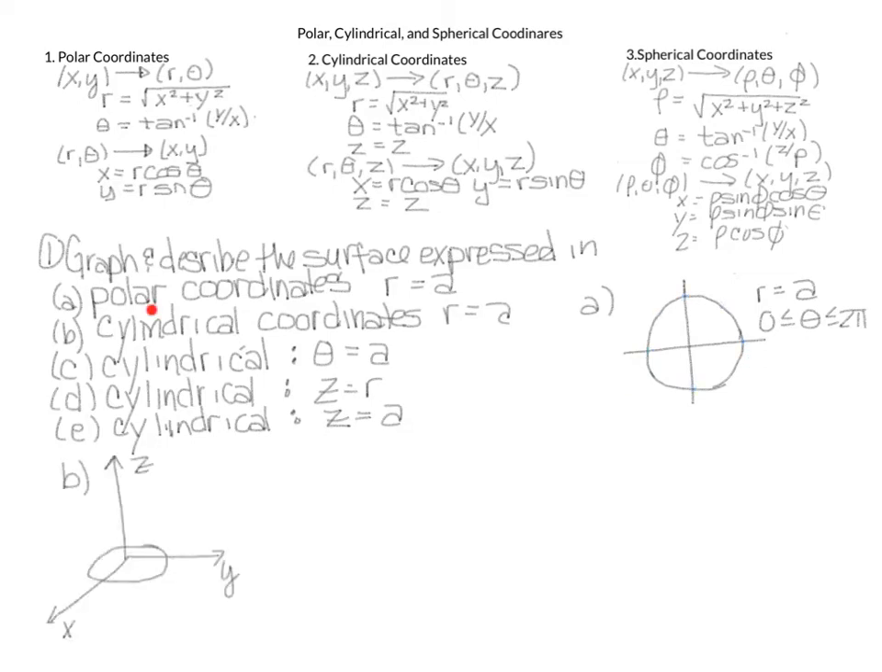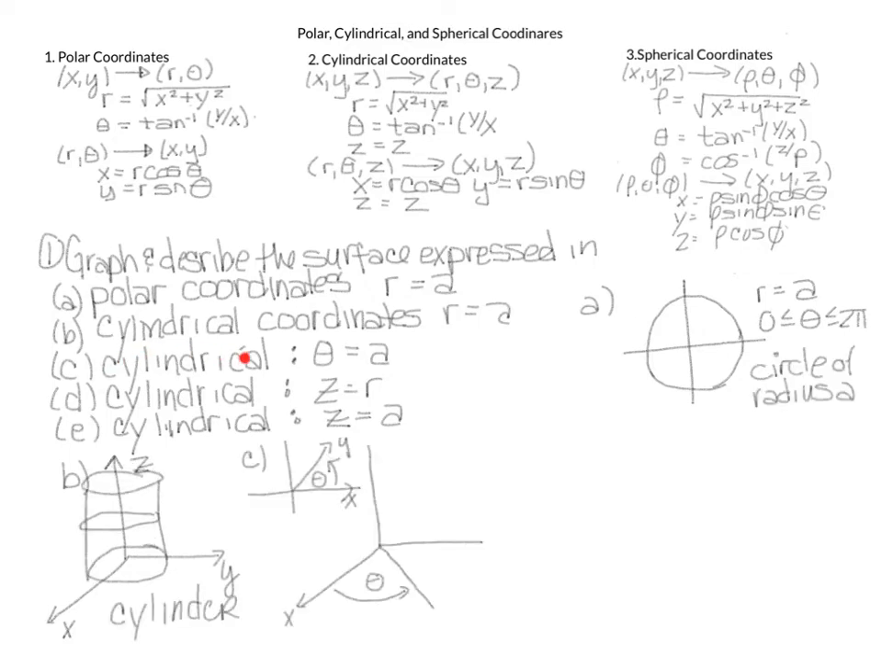The second parameterization is cylindrical coordinates, r is equal to a. We know what r equal to a looks like in the xy plane. So this is my circle in the xy plane. You have to kind of use your imagination. Here's the z-axis coming out of the center of the circle. We have no restrictions on theta, which is why we get the circle, and we have no restrictions on z. So you just imagine all these circles stacked on top of each other, infinitely many, and essentially what you get is a cylinder.